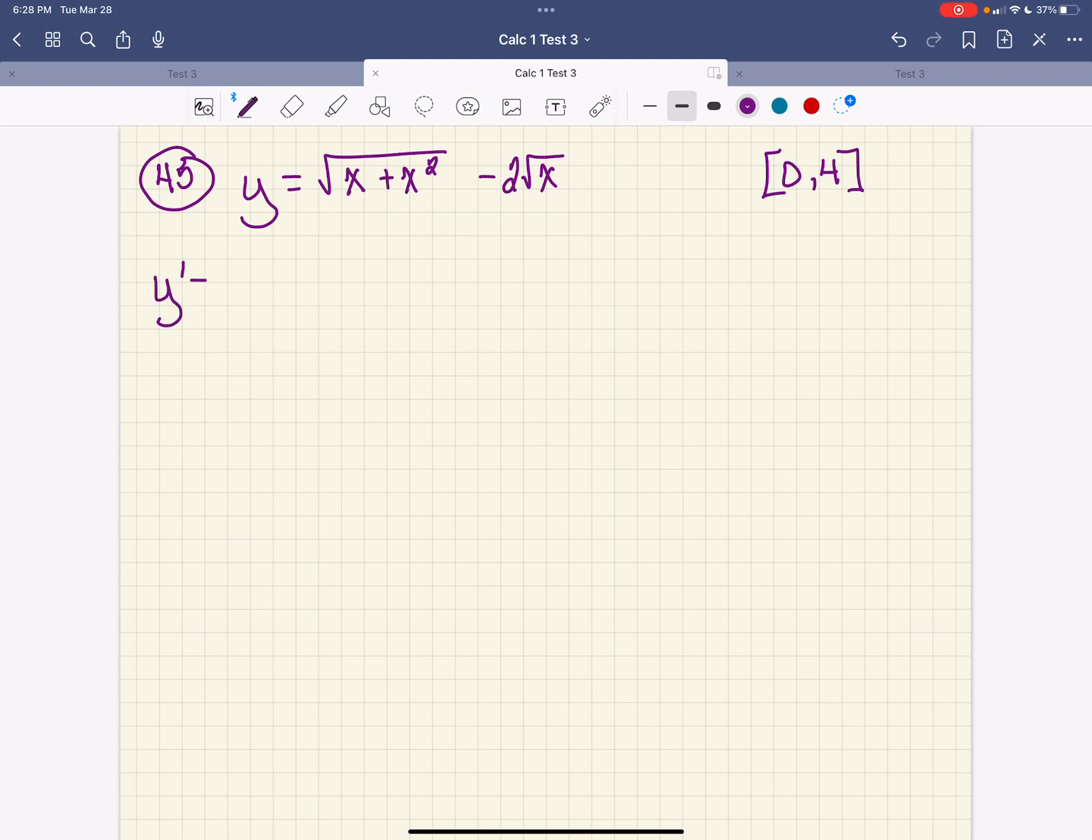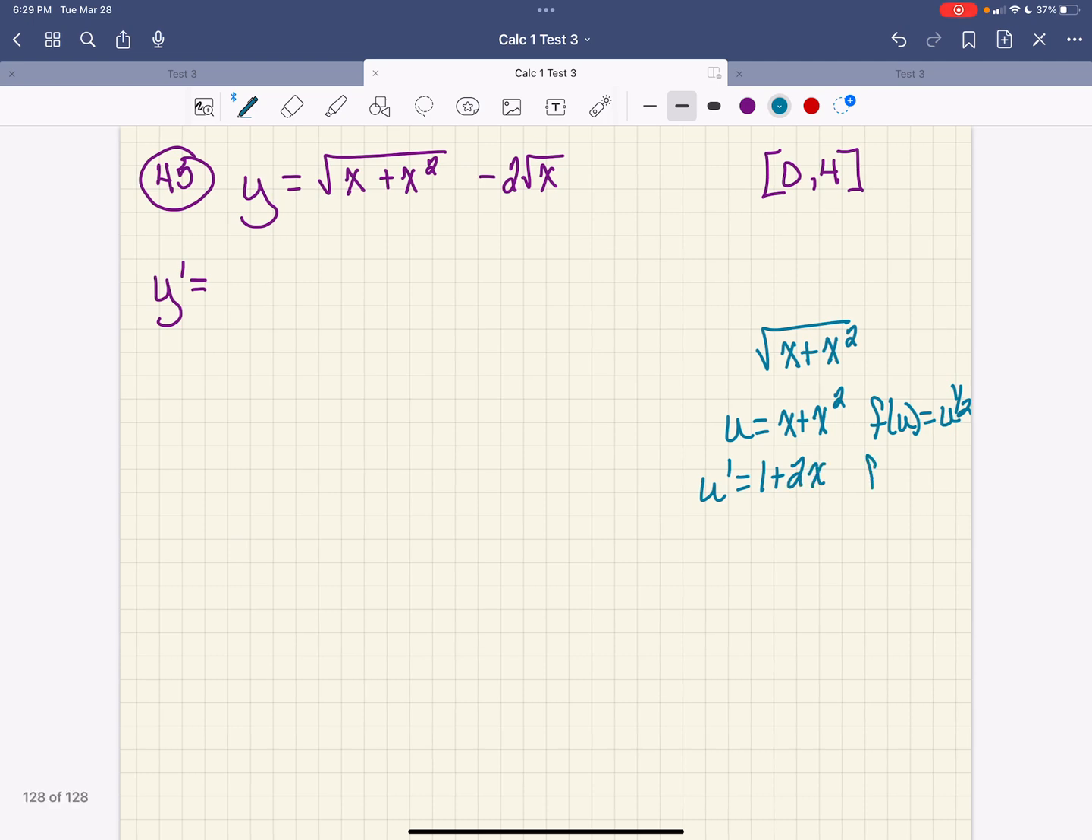We've got y prime. Okay, I'm going to do this off to the side because we are going to have to use the chain rule. I've got the square root of x plus x squared. So for the chain rule, I'm going to have u equals x plus x squared. And then f of u is going to be u to the 1/2. Okay, and that's the square root of u. So u prime is going to be 1 plus 2x.